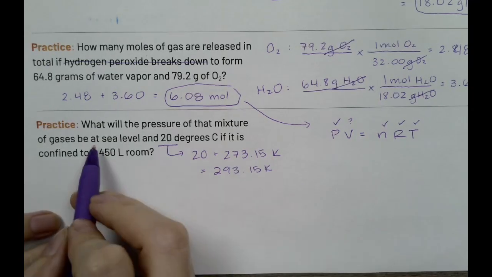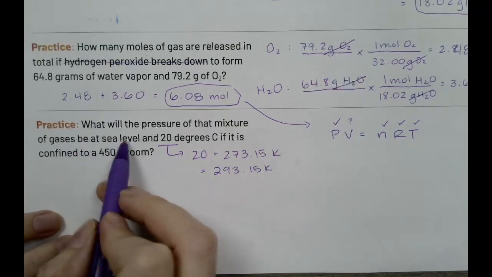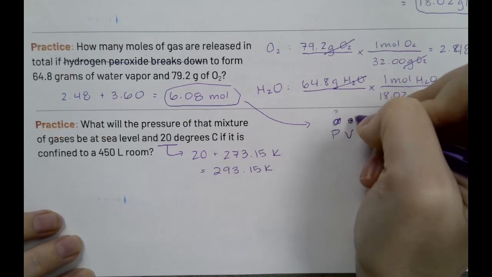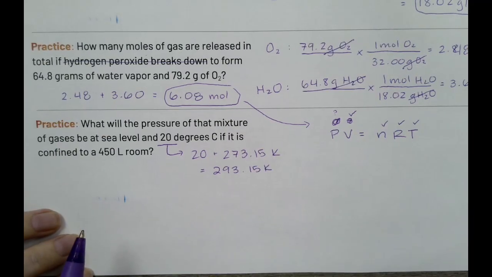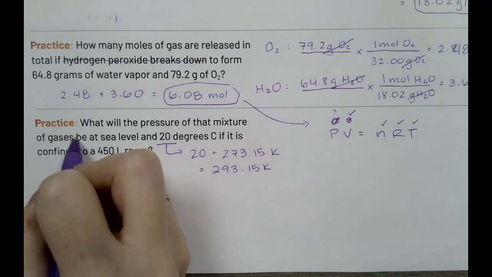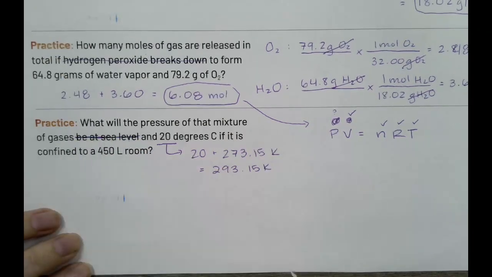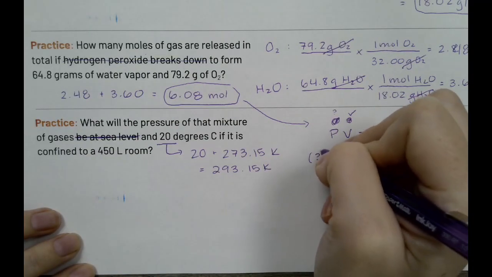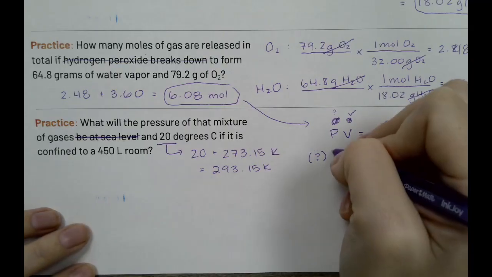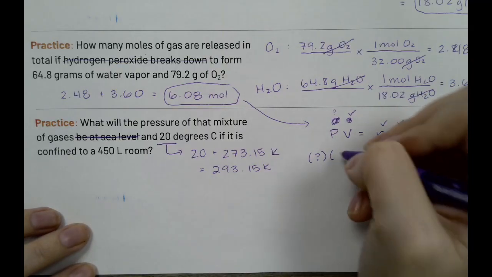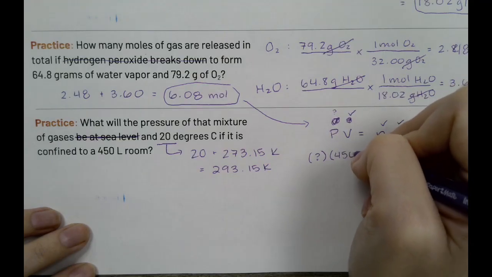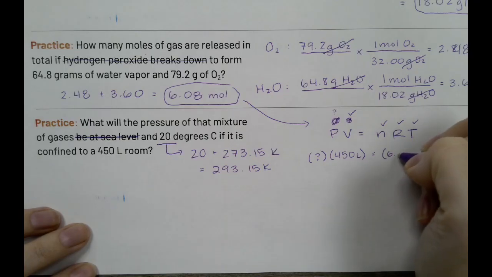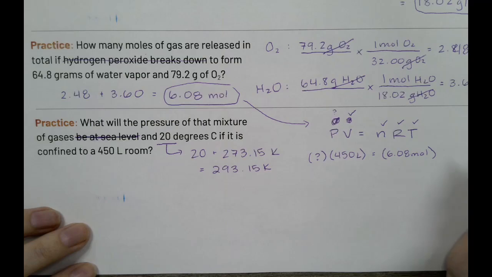See, it said sea level, which makes me think it should be 1 atm, but it's actually asking about pressure. Okay, looks like I was wrong there. Looks like we're solving for pressure because they gave us volume. It's a 450 liter room. Okay. So actually I probably need to get rid of the at sea level for next year. That's kind of confusing. So here we go. The pressure we don't know. We're at sea level, but the room may have been extra pressurized because of all the gas in there. We'll see. And the volume is 450 liters. That's how big the room is. And that is being filled with 6.08 moles of gas times our gas constant.